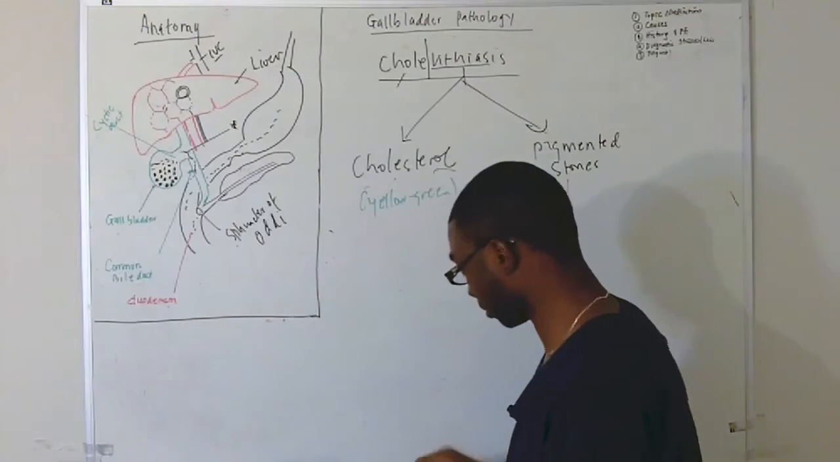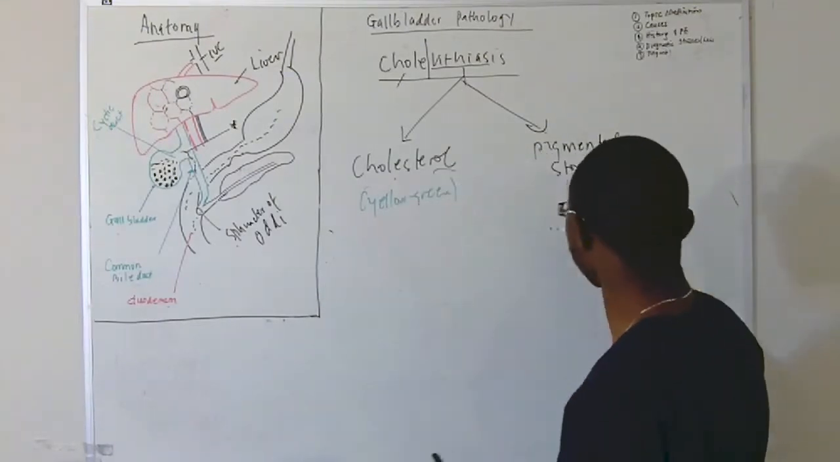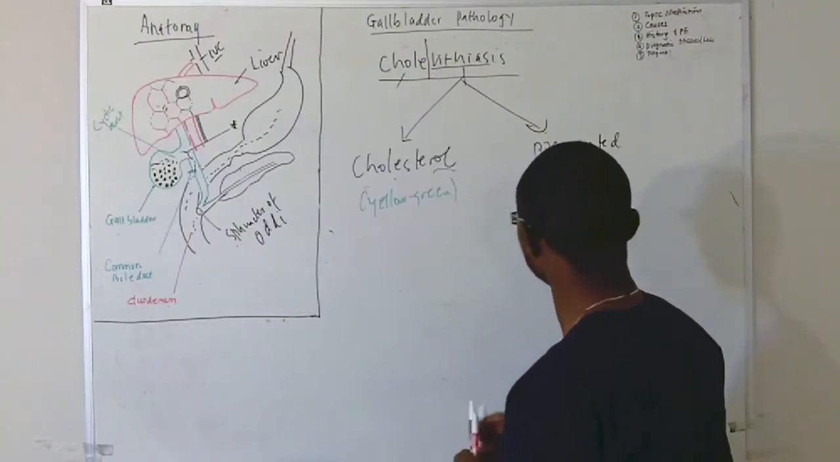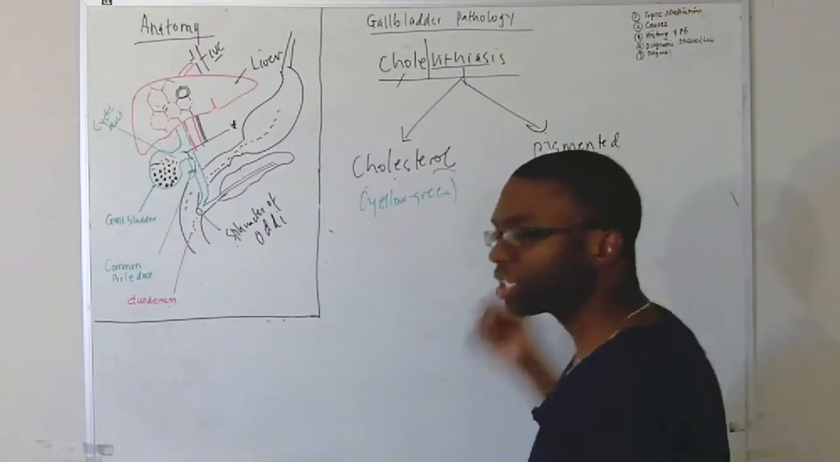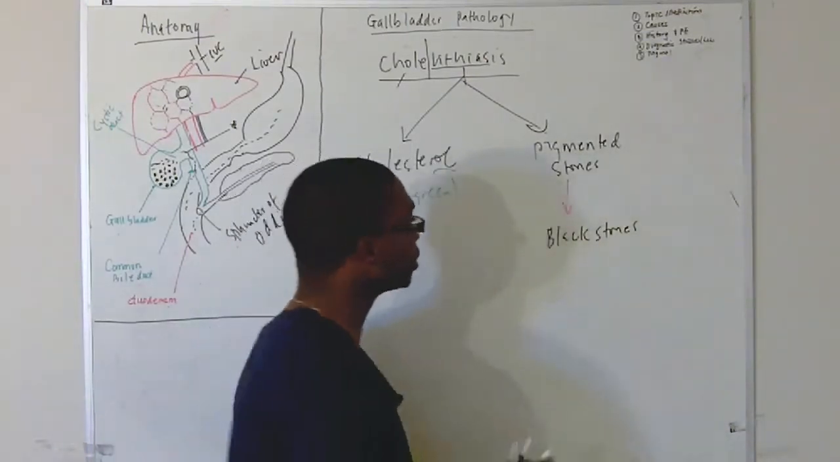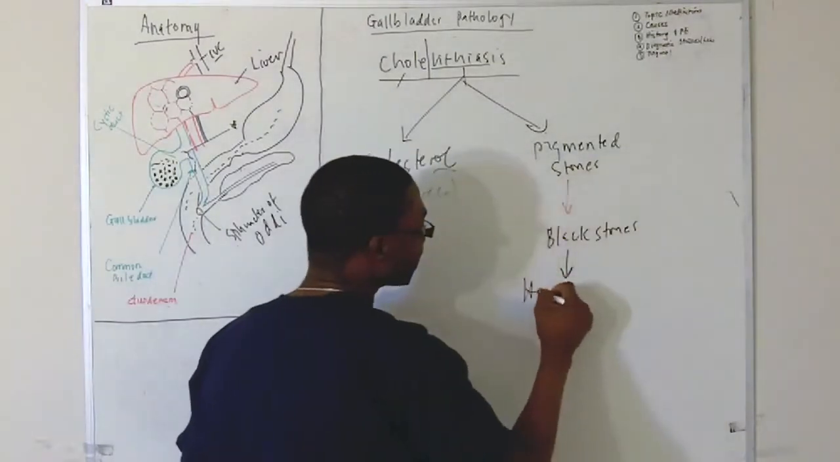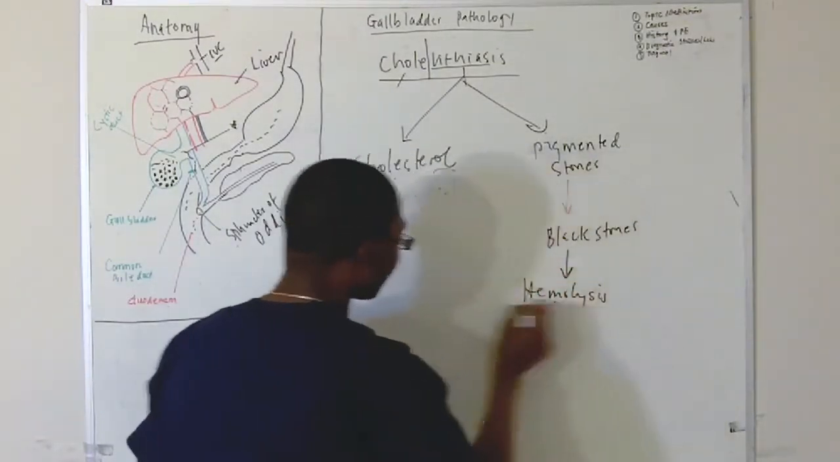However, pigmented stones are usually black. They're usually black stones. Where do pigmented stones come from? This is usually associated with what? Hemolysis. Hemolysis means what? Breakdown of red blood cells.